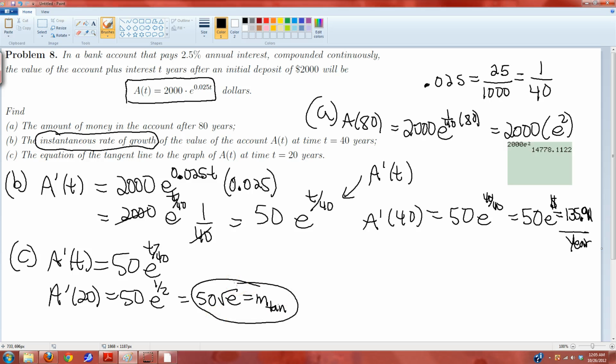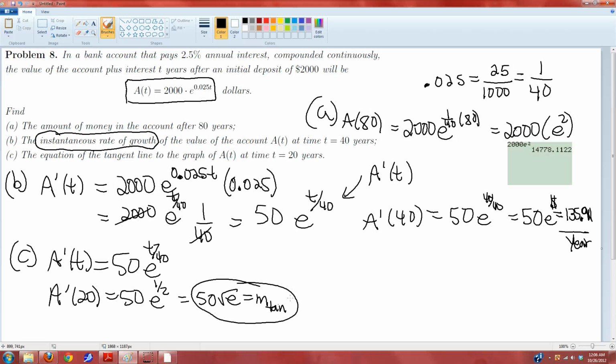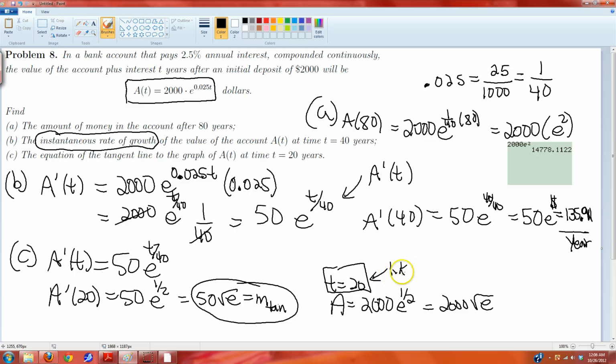Okay. They want the equation of the tangent line. We need the slope, but we also need the x and y coordinates. So the t and A coordinates. T is 20. We need A, which is A of 20, is 2000 e to the half, because 20 over 40 is a half. So A is 2000 root e. T is 20. T is like x. That's your input variable, your independent variable. A is 2000 root e. That's like y.